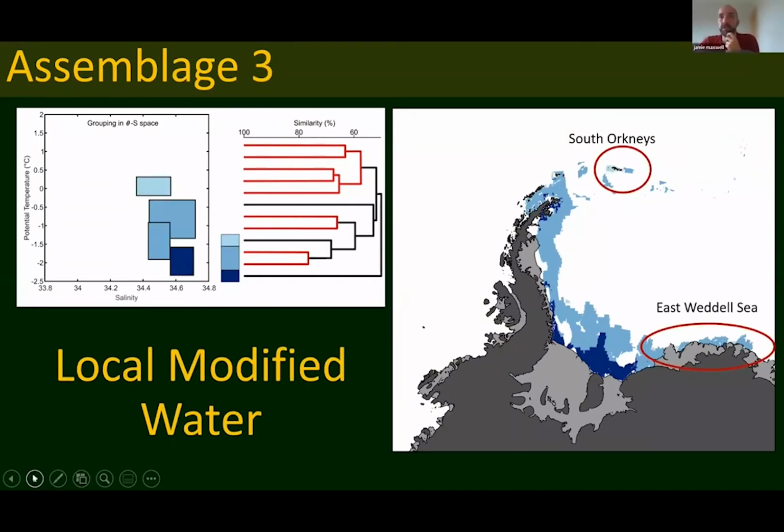Next, we have assemblage 3, which you can see circled there. The conditions where this is found is very small compared to what we've seen so far, but mostly confined to around the South Orkneys and also down in the eastern Weddell there. These are most likely areas of local mixing, so locally modified waters, where different water masses are mixing, and we're not sure. This has 77 species, of which 14% of these were unique.